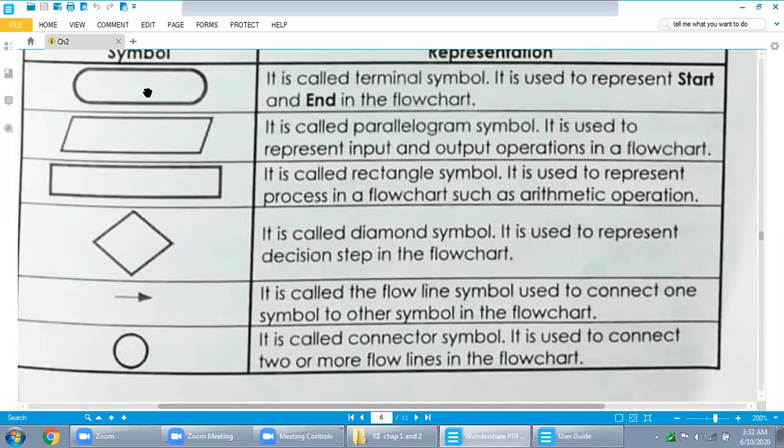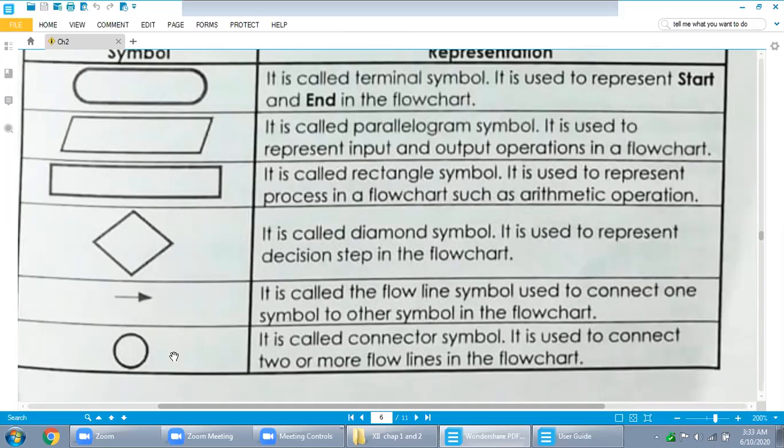So one symbol connects with the other symbol. It means that when I have to start the flowchart, I will follow this connector, the arrow, and connect with the other symbol. Let's say after start, we have to take the input. Then it will connect the parallelogram with the start symbol. So this one is known as the arrow symbol. It is called the flow line symbol, used to connect one symbol to another symbol in the flowchart.